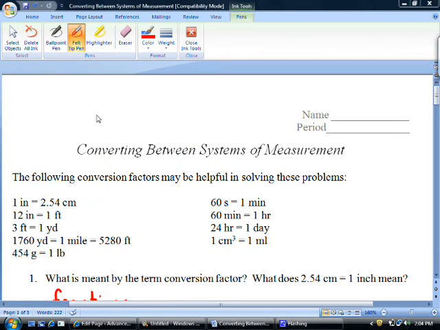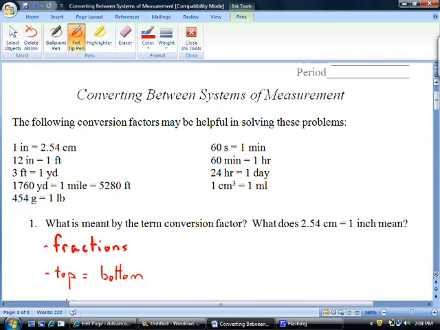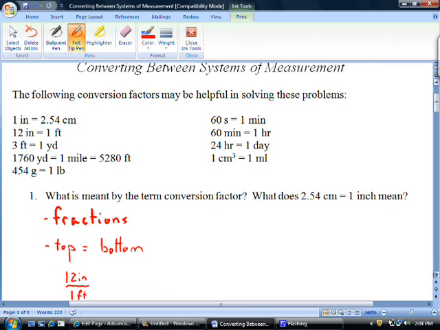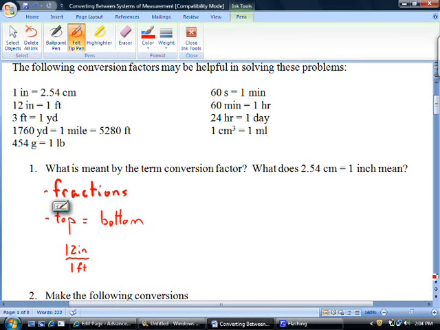Let's take a couple of moments to take a look at some of the problems from this worksheet, converting between systems of measurement. So, the first question is, and by the way, this is available on the blog. You can download this worksheet if you haven't already done so.